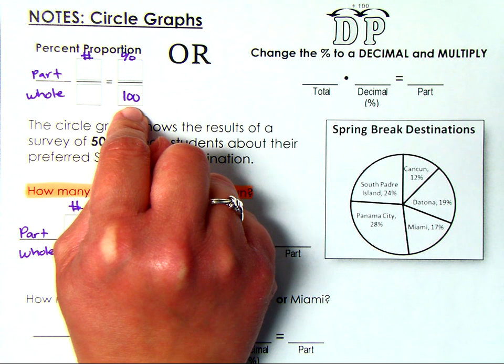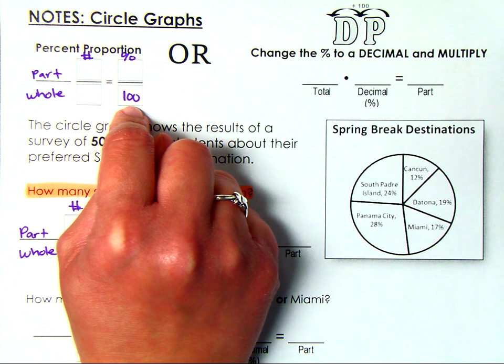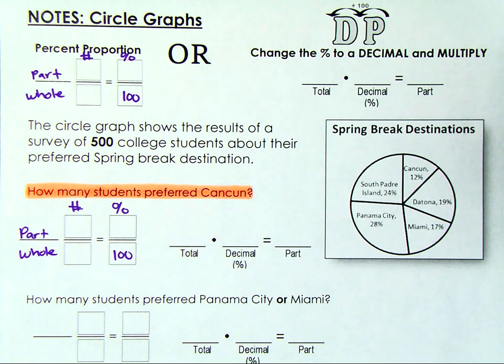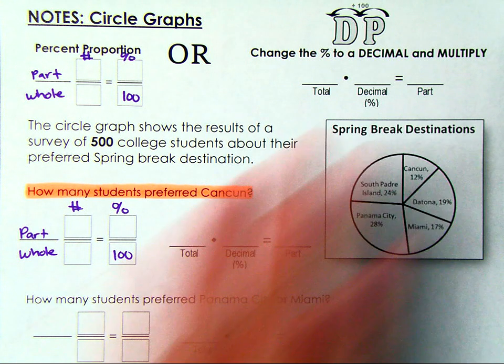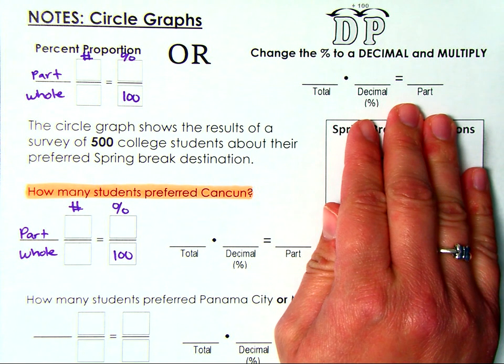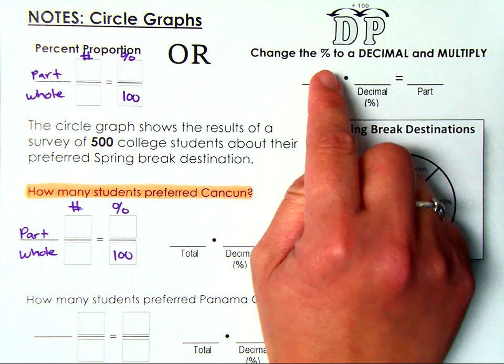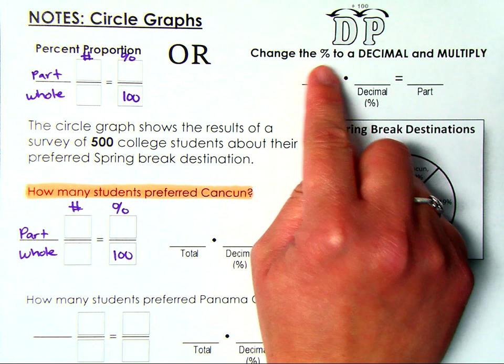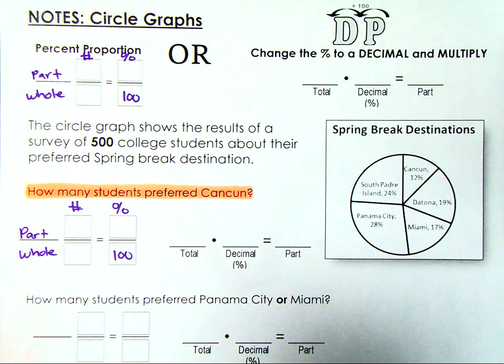Now there's another way that we could use this to help you out, and I'm going to show you two examples both ways so that you can use whichever way helps you. You can only do this if you're finding the part of something. If we change the percent to a decimal and then multiply, that's another way to figure out that piece or part.